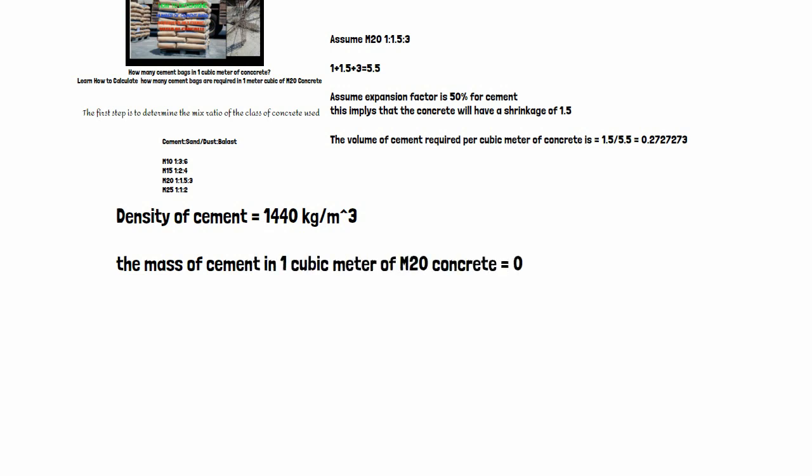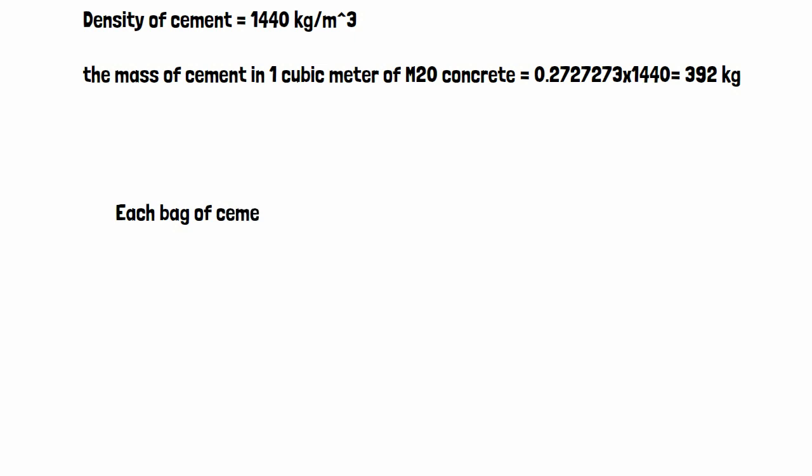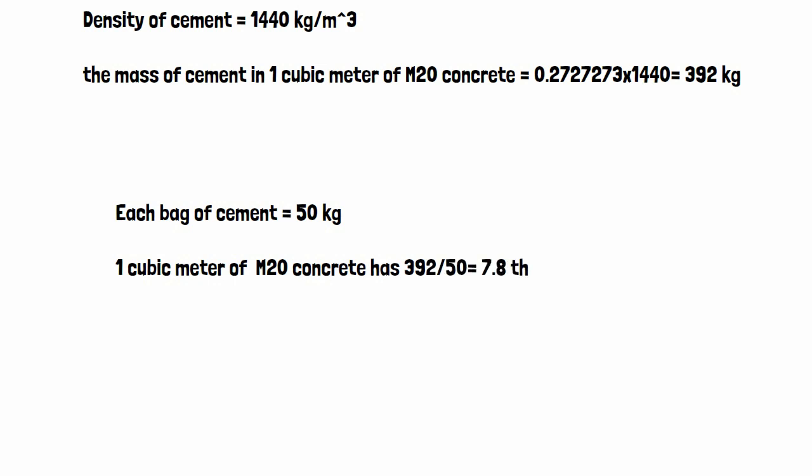The mass of cement in 1 cubic meter of M20 concrete will now be equal to the volume we found multiplied by the density of cement. You get 392 kgs. Each bag of cement has 50 kgs. Therefore, 1 cubic meter of M20 concrete has 8 bags of cement.